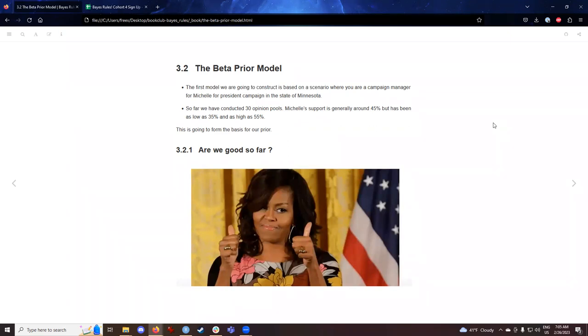Previous cohorts have inserted some topical pictures, and this is what we think of when we hear the name Michelle these days.